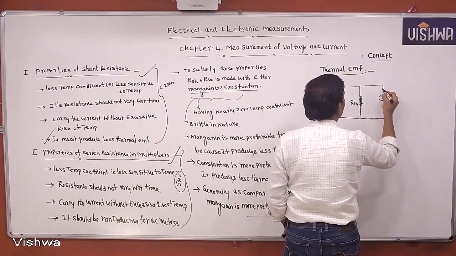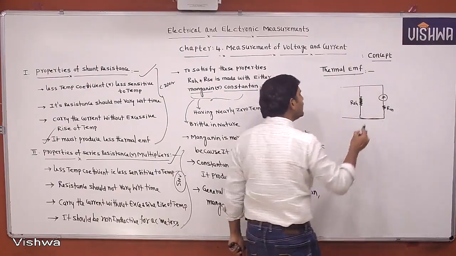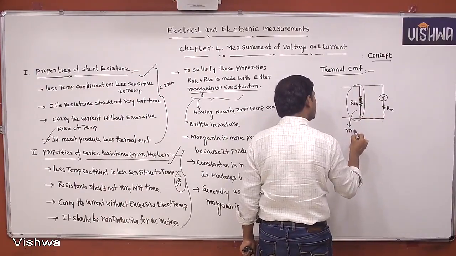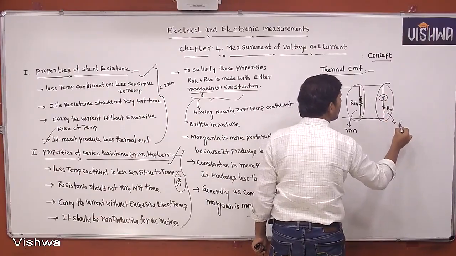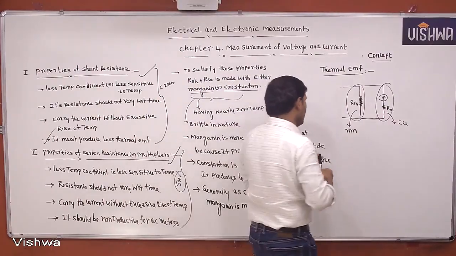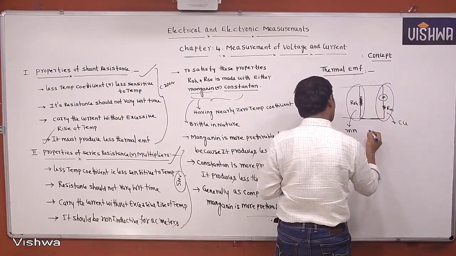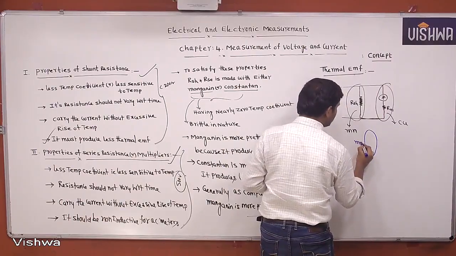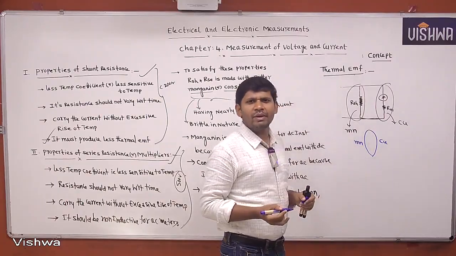Then listen please. The shunt is generally made with which material? Manganese material. This is made with manganese, and this is the copper wire. One material is manganese, another one is copper. It is just like two dissimilar metals are joined together.